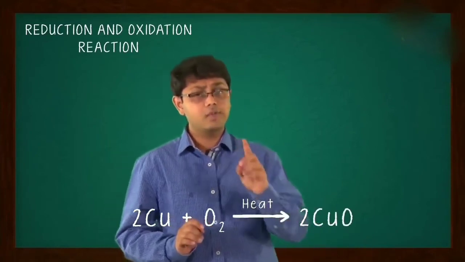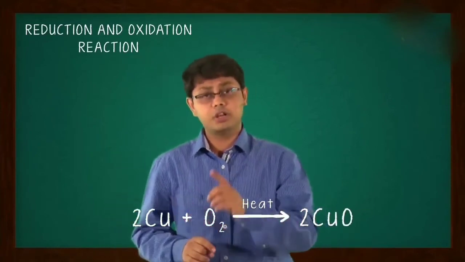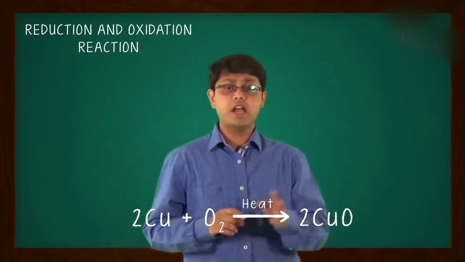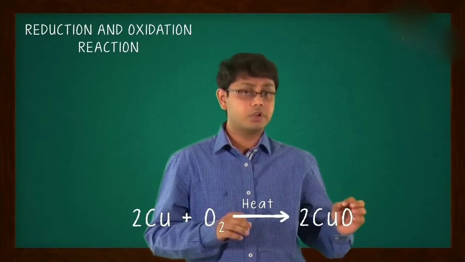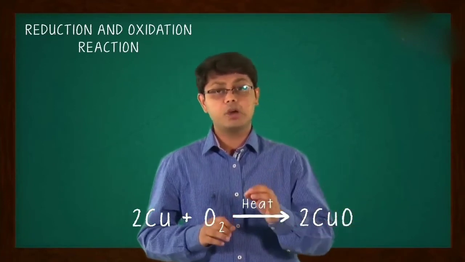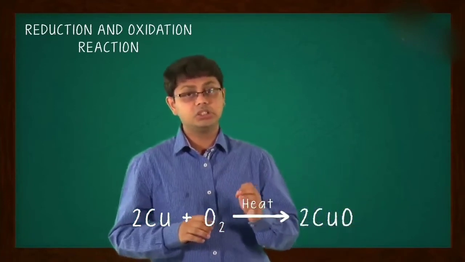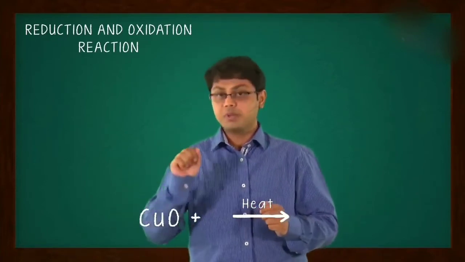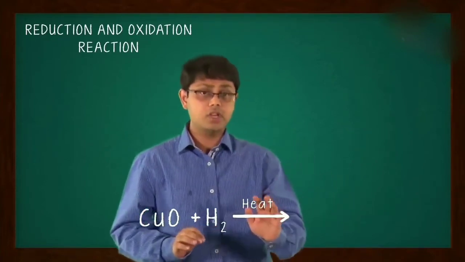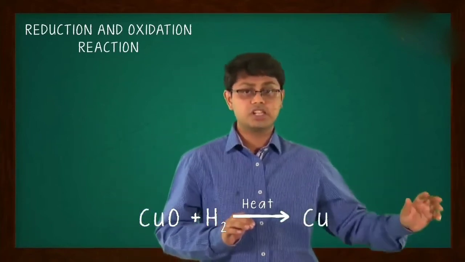And if you want to convert the CuO back into copper, what you have to do is to pass hydrogen gas over it. The black coating on the surface of the copper oxide turns back into copper by a reverse reaction and copper is obtained. That is, CuO plus H2 in the presence of heat gives you Cu plus H2O.